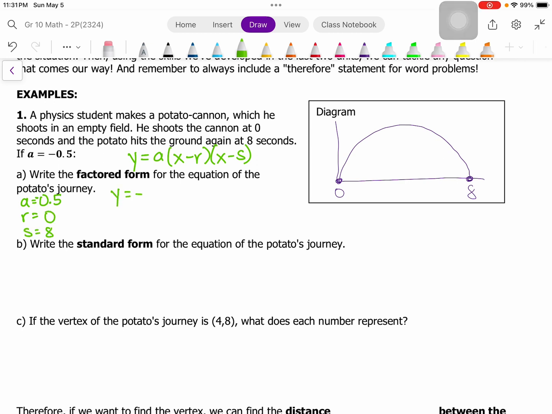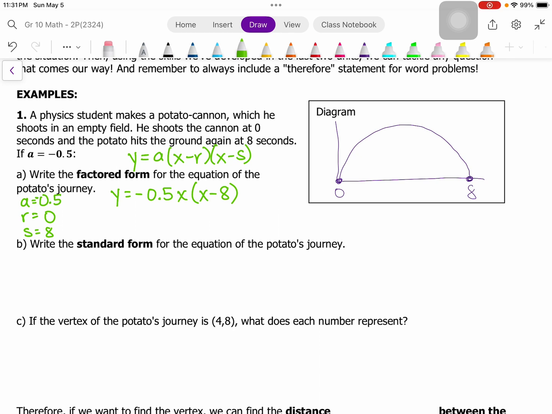So we have negative 0.5 times (x subtract 0), which, because I'm subtracting 0, is not going to change anything, so I don't have to write it. And because I just have x, I actually don't need the bracket either. And then the second zero is (x subtract 8). So there is factored form of the equation. This models the path of that potato.